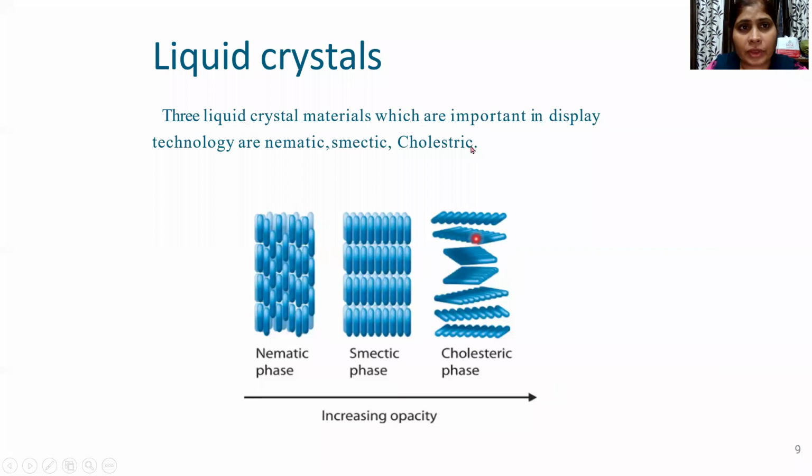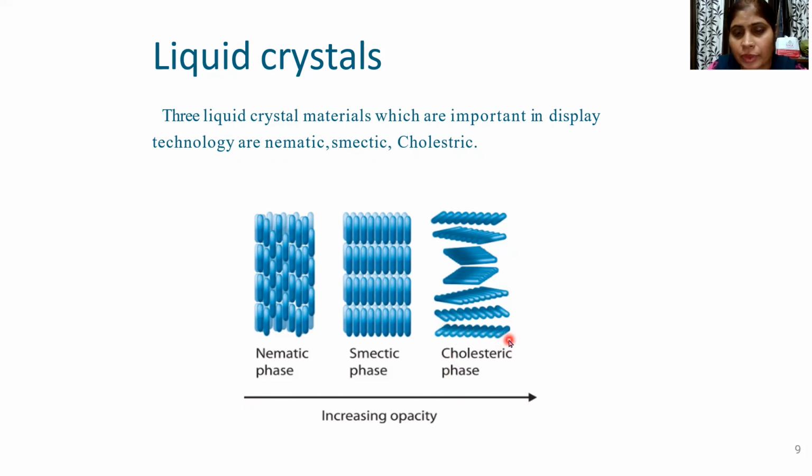Now see here, the liquid crystal material phases. Three liquid crystal material phases are shown here: nematic phase, smectic phase, and cholesteric phase. In the nematic phase, you can see the molecules are aligned in a particular fashion, in this manner. In the smectic phase, the molecules are aligned in a different manner, but also in a structured way. In the cholesteric phase, the molecules are twisting.